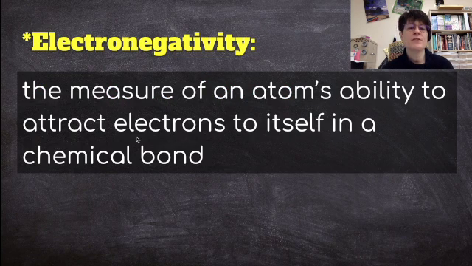Now, before we go on, we have to talk about electronegativity. I have to remind you about it. This is the measure of an atom's ability to attract electrons to itself in a chemical bond. And electronegativity is going to predict the bond type. Based on the electronegativities of the elements involved, we can predict which type of bond will be formed.